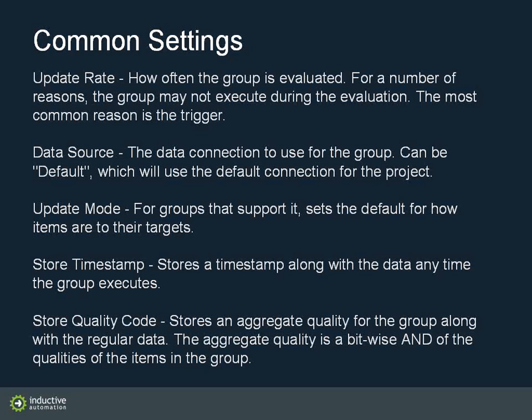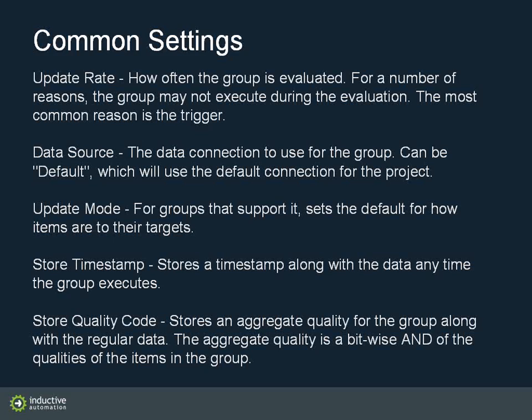So whatever database you have attached to the project as the default database will be used by default on the group. Groups will also have an update mode. Not all the groups support this, but it is important to know what the update mode is. This sets the default for how items are going to map to their targets, meaning are they going to insert records in your database or update records in your database. The historical group already has an update mode, but it's implied. It's going to insert records in your database. The standard group you can select, either inserting or updating. And we'll see an example of this here really shortly.